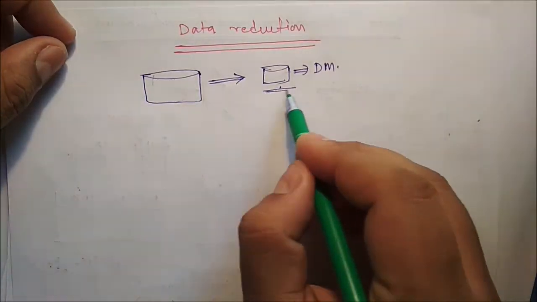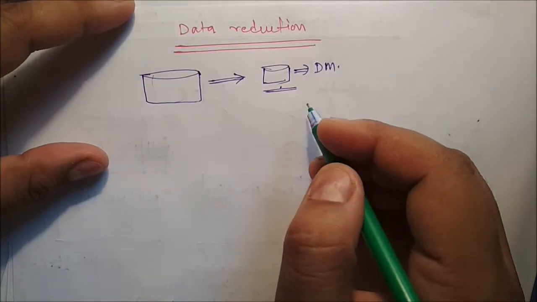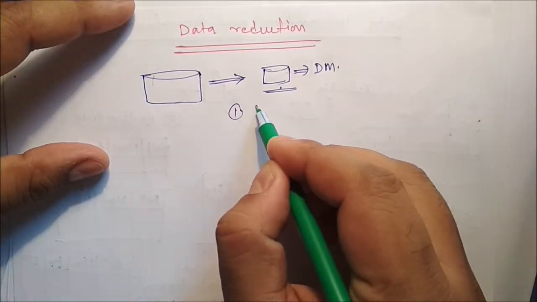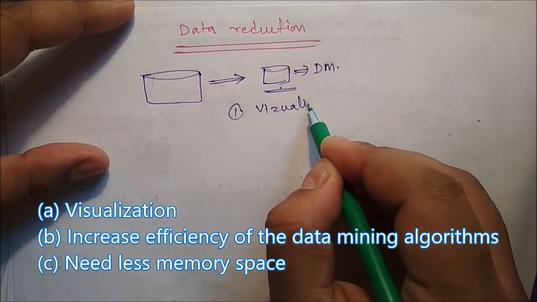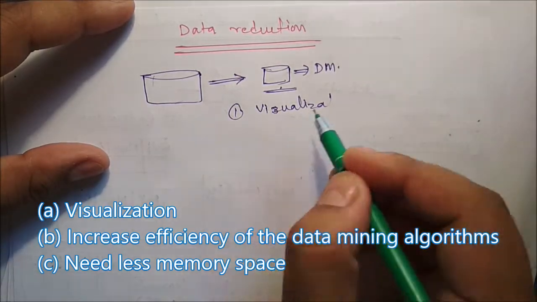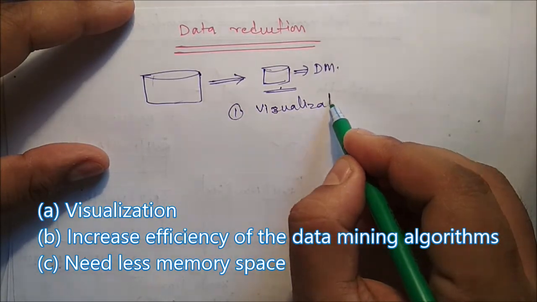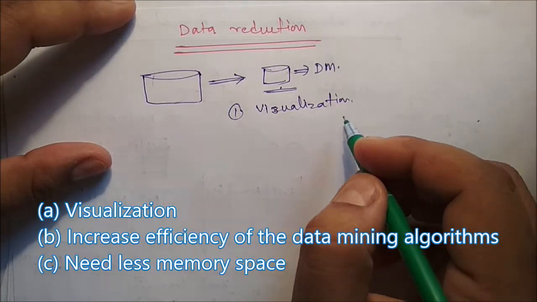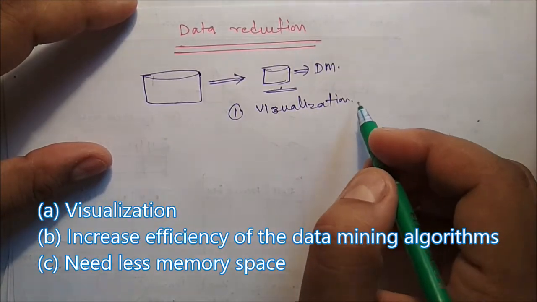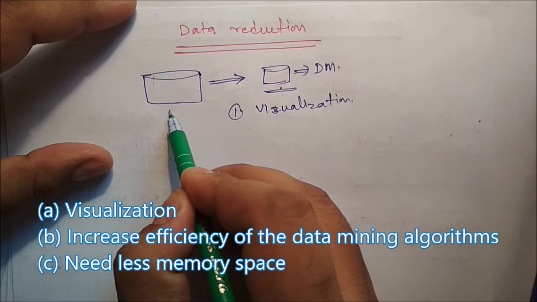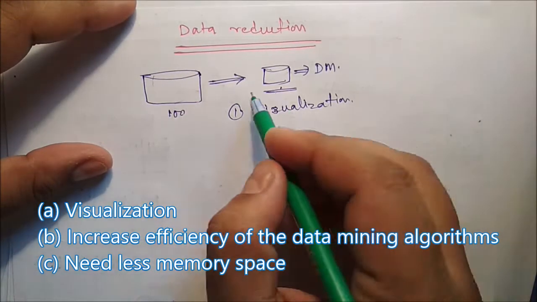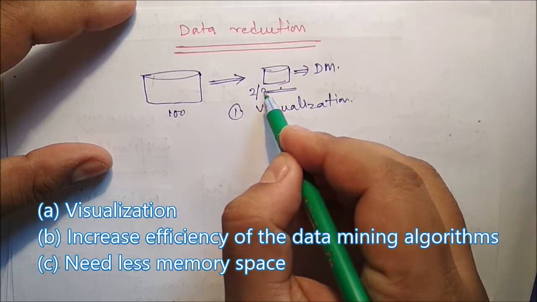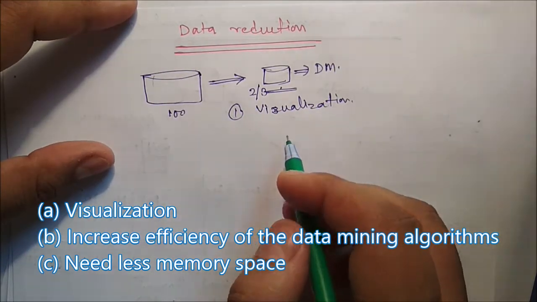Now, the advantages of using a small dataset. The first advantage is what? Visualization. Okay. Visualization means what? Suppose it is 100 dimensions. You cannot visualize 100 dimensions. If you convert this into 2 dimensions or 3 dimensions, you can easily visualize the data.